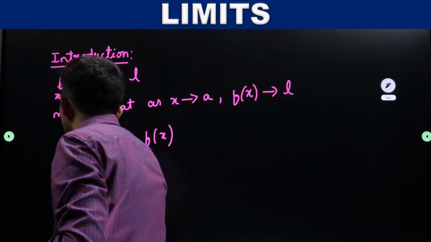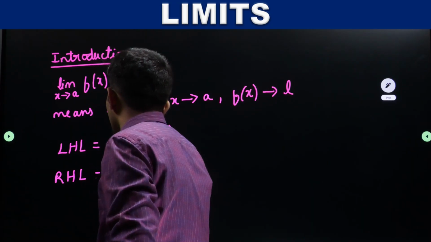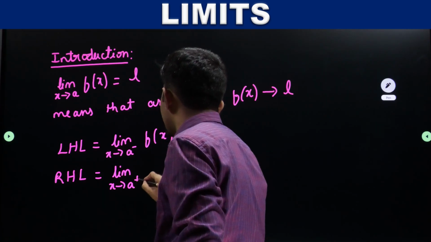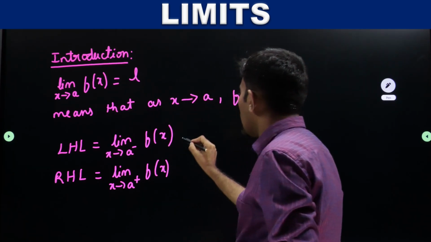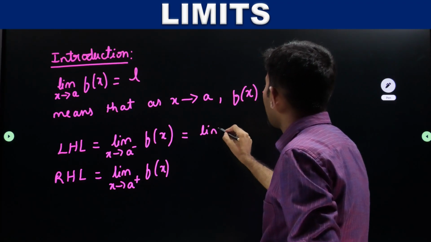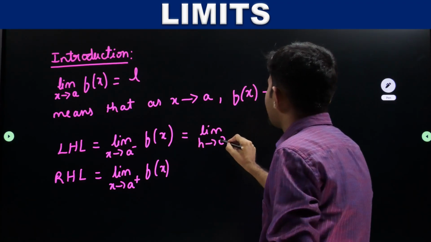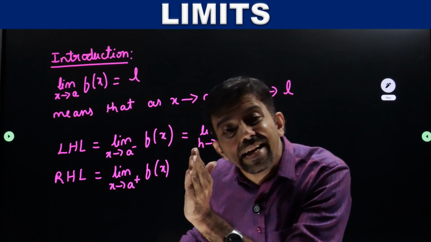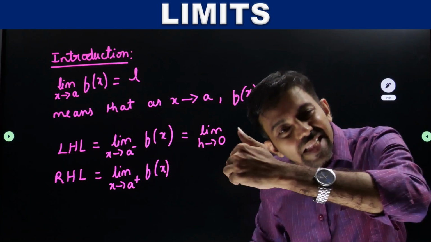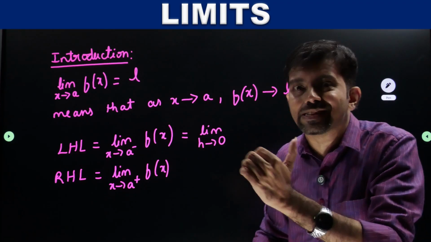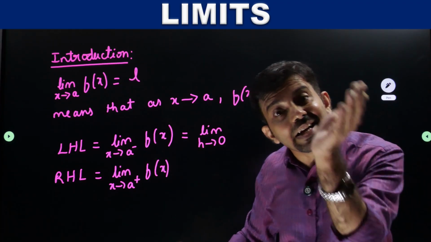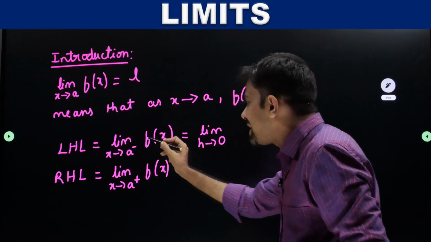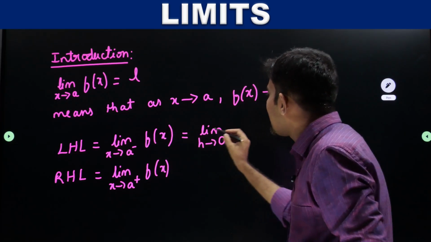Okay. Right hand limit is limit x tends to a plus of the function f of x. Also we can write limit x tends to a minus as limit h tends to 0, put x equal to a minus h. X tends to a minus means the value of x is slightly less than a. 2 minus means slightly less than 2, 1.999, such a value. 2 plus means slightly greater than 2, 2.00001, such a value.